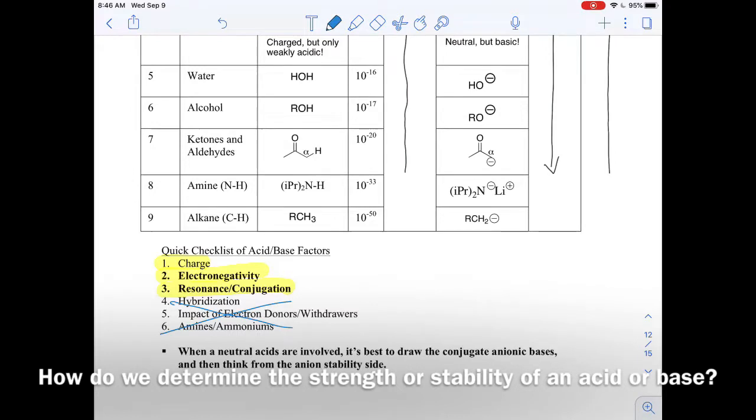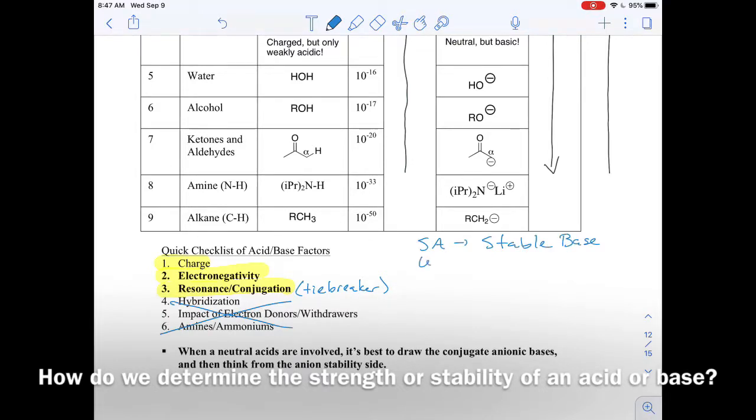But that's what we're going to utilize in a second. Please understand that resonance is going to be a tiebreaker. I will show you how we're going to apply this in a moment. So again, if I have a strong acid, just so you understand this, then that means I have a very stable base.